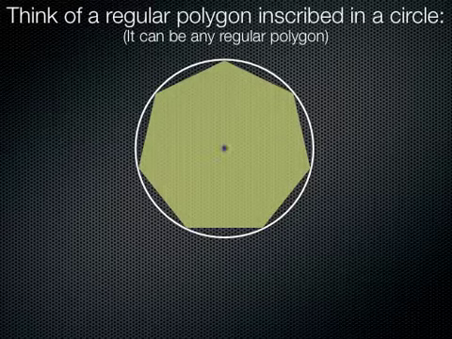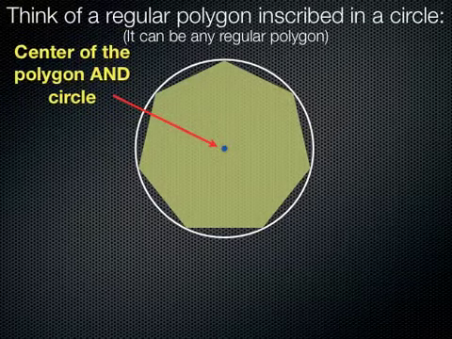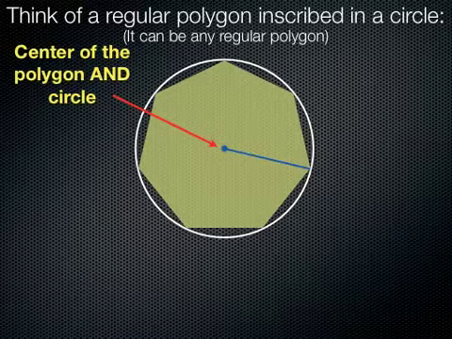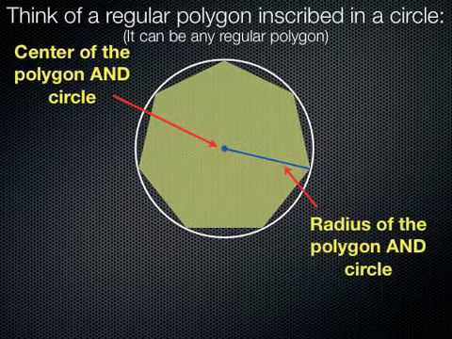If you draw the center of the circle, that's also the center of the polygon. So here, this point is the center of the polygon and the circle. If you draw a segment from the center to a vertex of the polygon, you'll notice that it becomes the radius of the circle. So we're going to call this segment the radius of both the polygon and the circle.